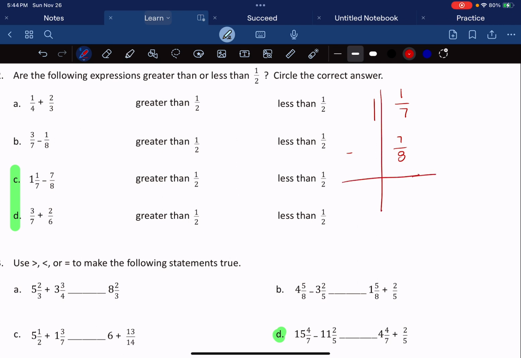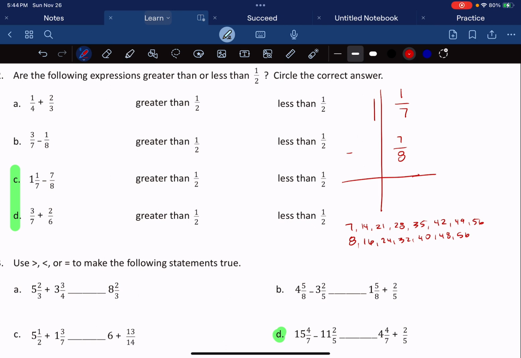And I'm going to count by 7s and 8s, and I get 7, 14, 21, 28, 35, 42, 49, and 56. And here I get 8, 16, 24, 32, 40, 48, and 56.